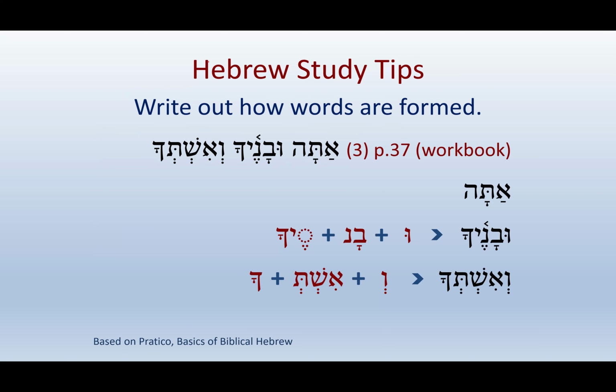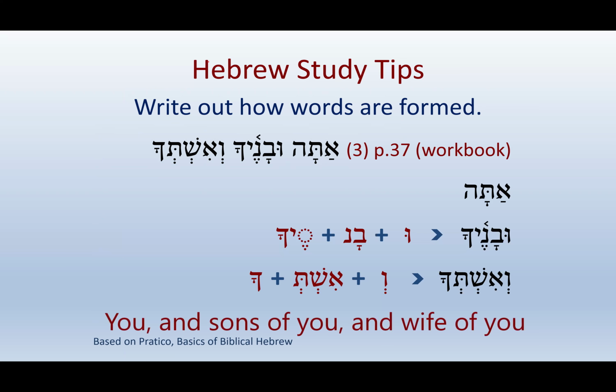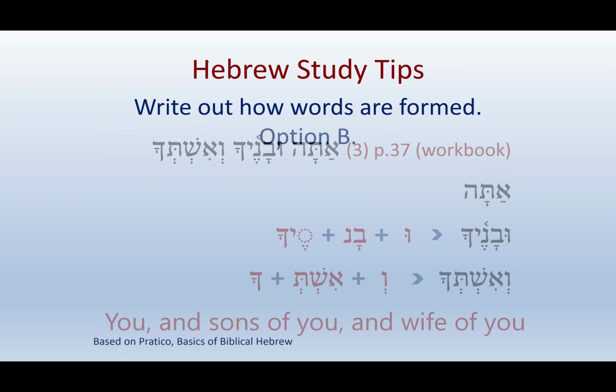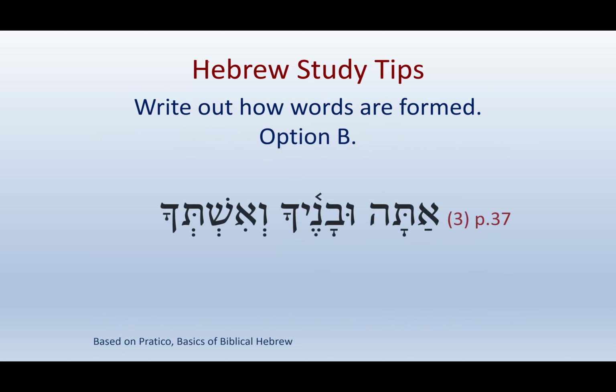So we end up with you and the sons of you and the wife of you. Or another way, if you want to do it, option B, you can just go in and draw lines. Ata, again, that's a pronoun. We can say, okay, here's the root ben for son, and we have the yod for plural and kaf, pronominal suffix, and then the same thing for the wife of you. We have the wife and the pronominal suffix.